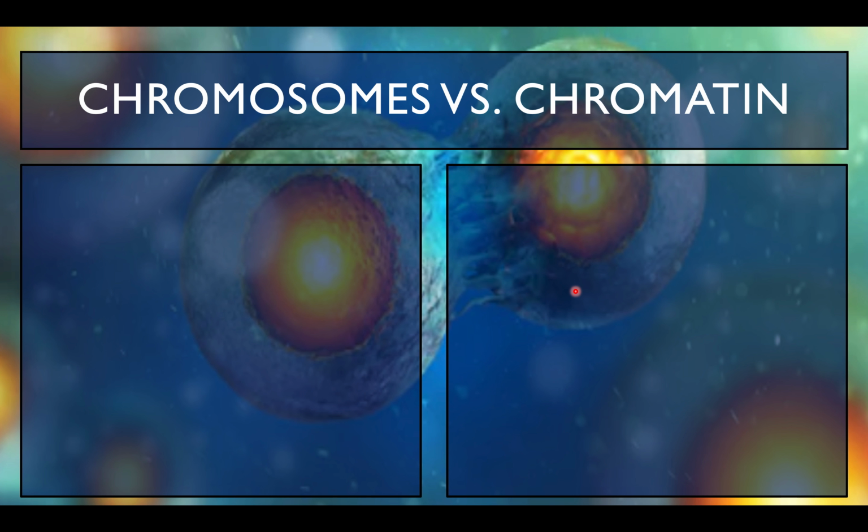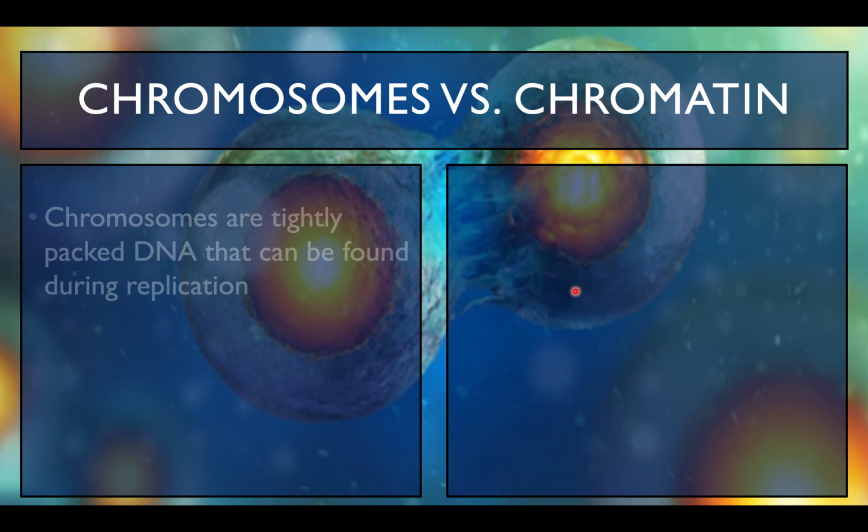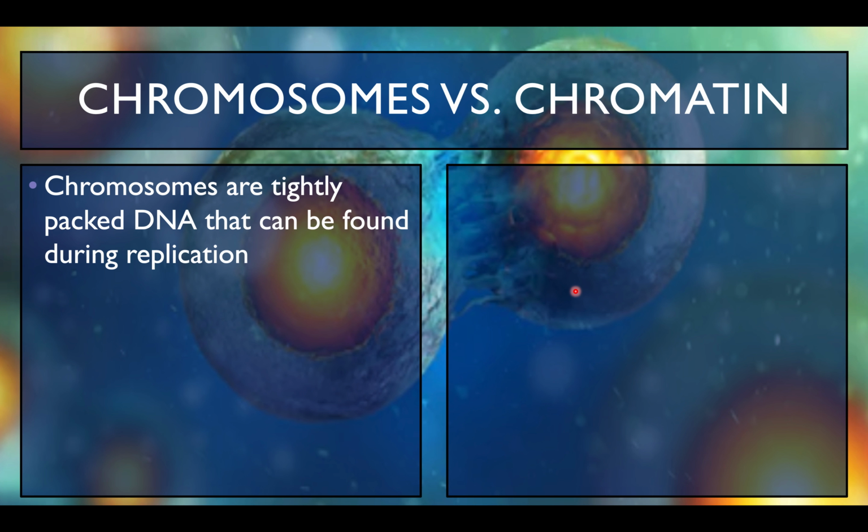Now let's look at the difference between chromosomes and chromatin. It is a little bit counterintuitive because I do not want you to think that chromosomes are one thing and chromatin is a completely different thing. In fact, they are both made up of the same genetic material, okay? They are both made up of the same DNA. The difference is that chromosomes are tightly packed DNA that can be found during replication.